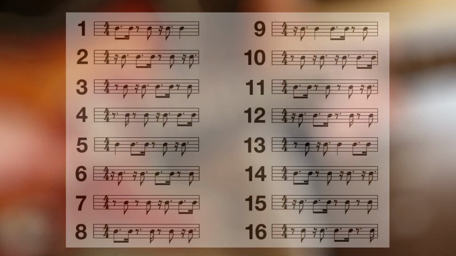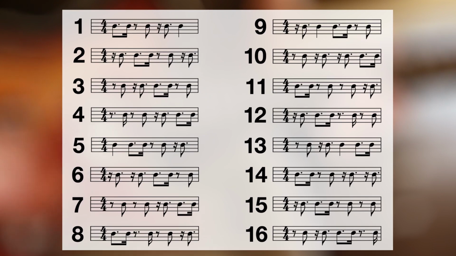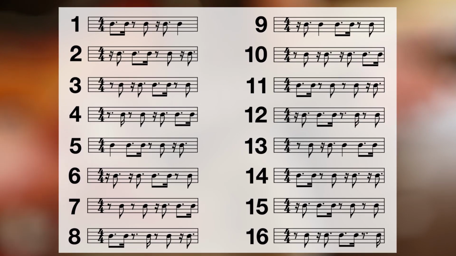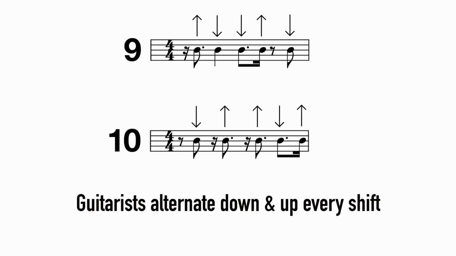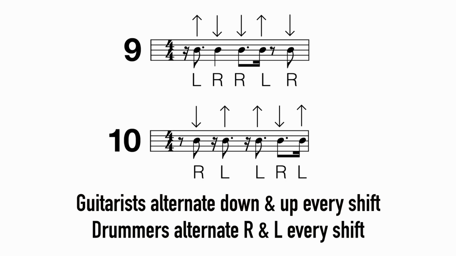So that's the process. You can go through all of these, you can just pick one or a few to start with, it's really up to you. Some tips for doing this. First of all, if you're a guitar player, every time you move to the next rhythm, you're going to make all of your down strums up strums and all of your up strums down strums. The same thing is true if you're a drummer or a percussionist, in that your lefts become rights and your rights become lefts.